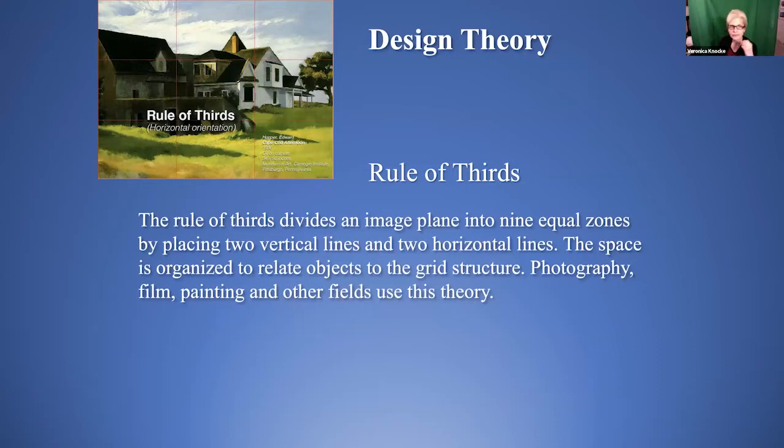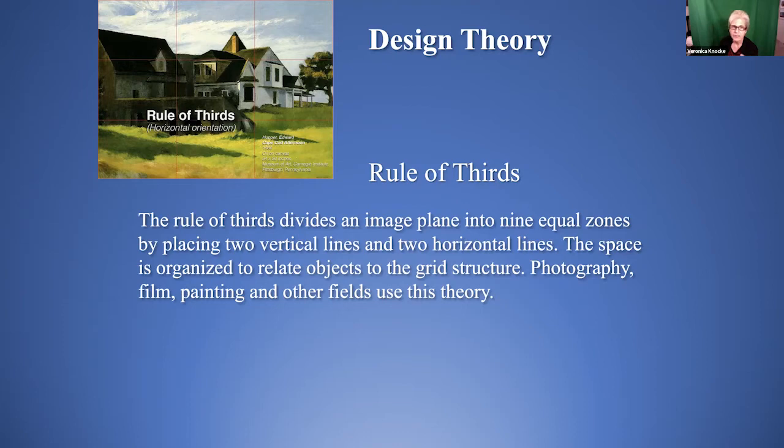So design theory. The rule of thirds was one of the design theories that we talked about, and this is the way that you divide your image plane into 9 equal zones by placing 2 vertical lines and 2 horizontal lines. And then you can line things up with the lines, and you can organize things in those squares. The space is organized to relate objects to the grid structure, and photography, film, painting, and other fields will use this theory.